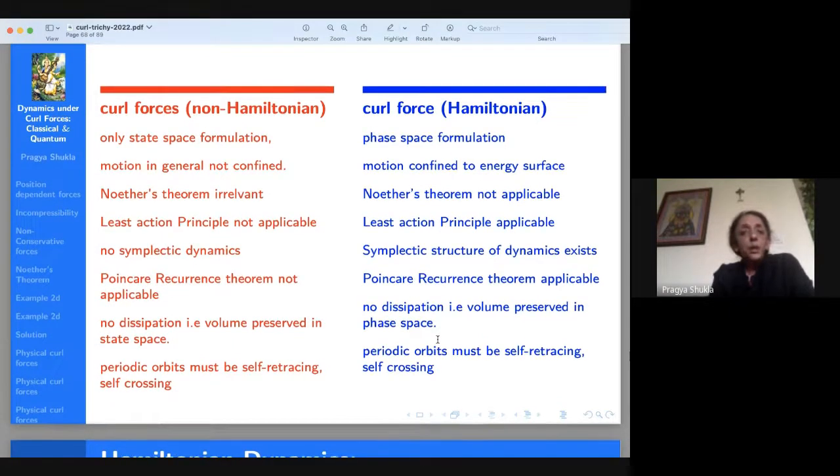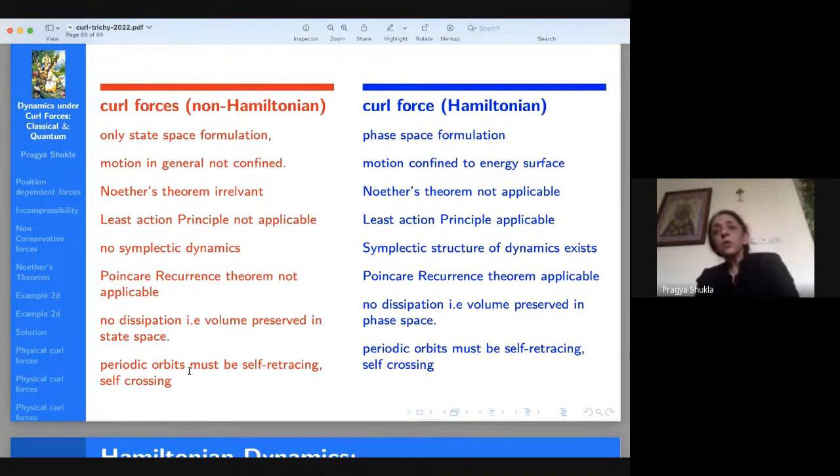Actually, we have not studied this, so I don't know why I wrote this. We have not studied the periodic orbits for curl force non-Hamiltonian, so I should remove this. The last one is wrong, but on this side it is correct. So let me put a question here: the curl periodic orbits in the state space will be self-retracing, self-crossing. We have not studied it, but it seems it will be so.